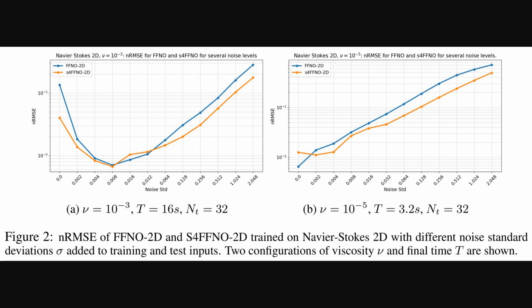Alright, and it's not just about preserving high-frequency details from low resolution. This next figure shows how memory helps when the data itself is noisy. We're looking at the Navier-Stokes 2D equations, which describe fluid flow, and again, we see normalized root mean squared error, this time plotted against different noise levels. Noise standard deviation, on the x-axis, just means how much random static is in the data. In both graphs, for different viscosities, the S4FFNO2D model, that's the orange line with memory, consistently stays below the blue line, representing the factorized Fourier neural operator. This shows memory is also great for handling noisy data.